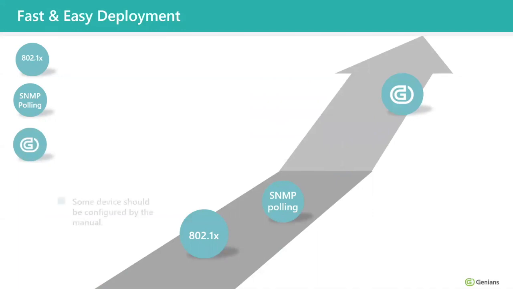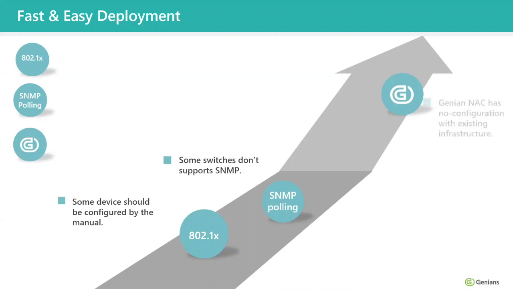802.1X based NAC may stop on the race to configure some device manually. And also, SNMP polling also stops on the race. Some of the switches should be configured manually, and then it can start again. Only Genian NAC is not affected by existing infrastructure. Genian NAC is the fast and simple deployment.